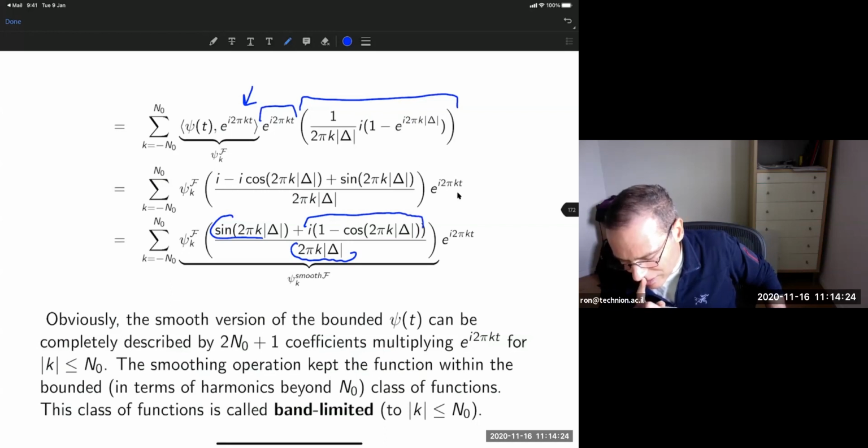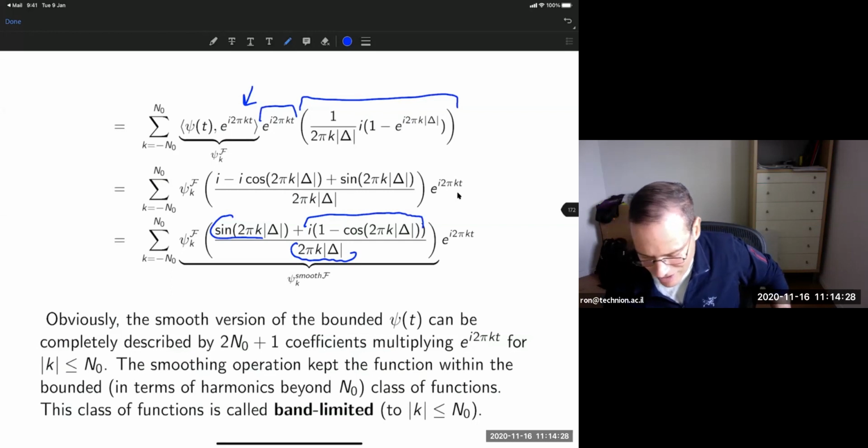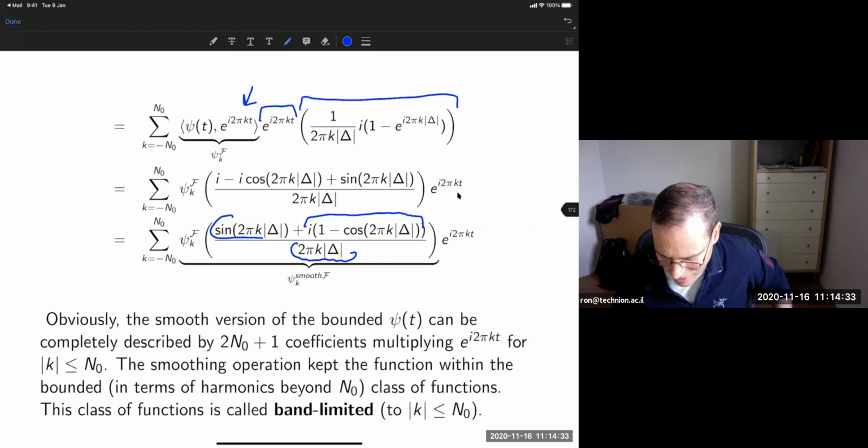Now, what we'll need to show is that these things are actually related. So let's first of all analyze it. Obviously the smooth version of the bounded in the sense of projected onto the Fourier coefficients can be completely described by the first n0 plus one coefficients, okay?